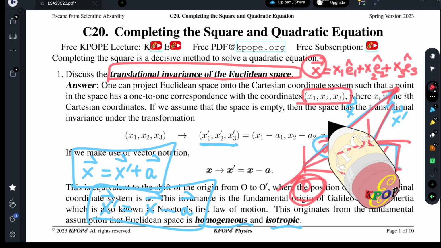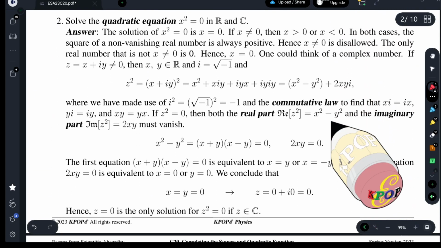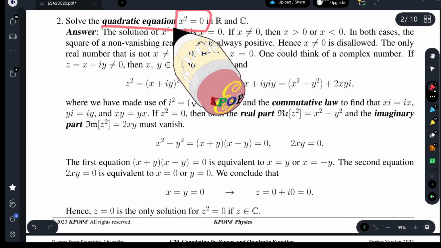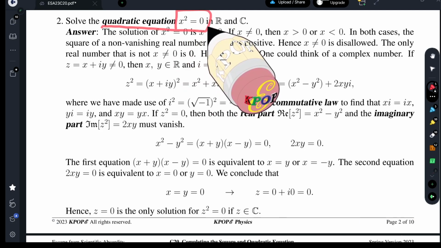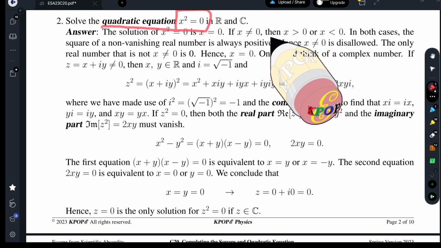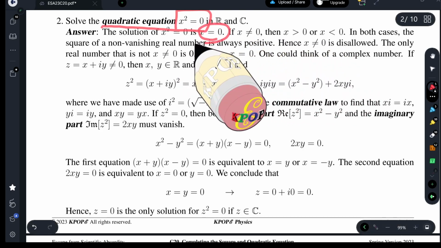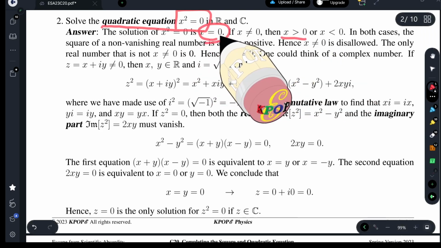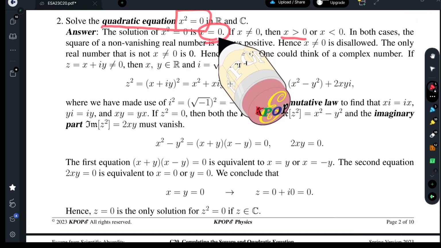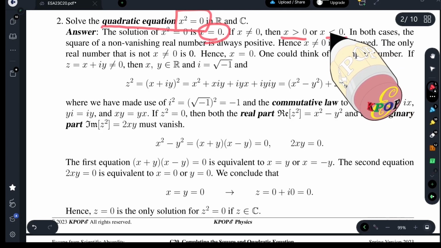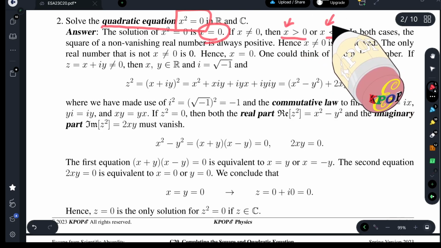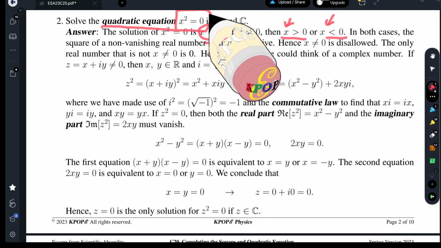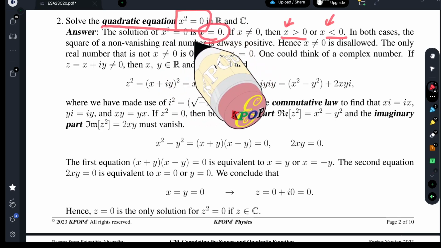This is closely related to the translation. First, we solve a very simple quadratic equation, that is x squared equals 0. Everybody must know that the solution is uniquely defined by x equals 0. The reason is that a real number is either 0 or not. If it is not, it is positive or negative. Any positive or negative number squared must be positive definite. Therefore, if x squared equals 0, the only choice is that x is 0.